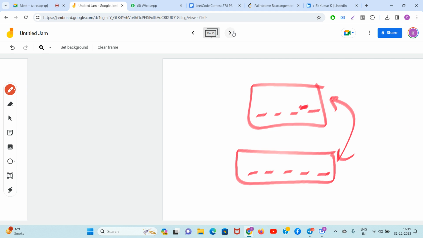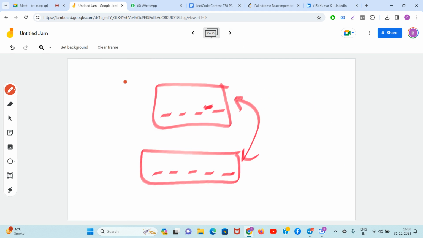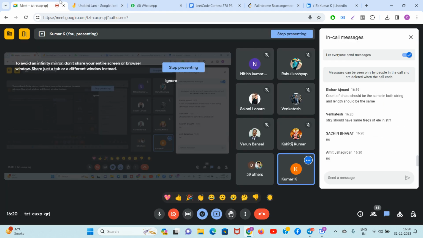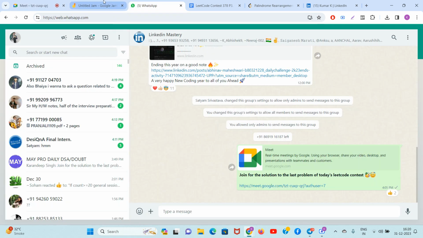So guys, I am asking you a basic question. A B C D B G, can this string A become equal to this string B? Write yes or no in the chat. No, it cannot.